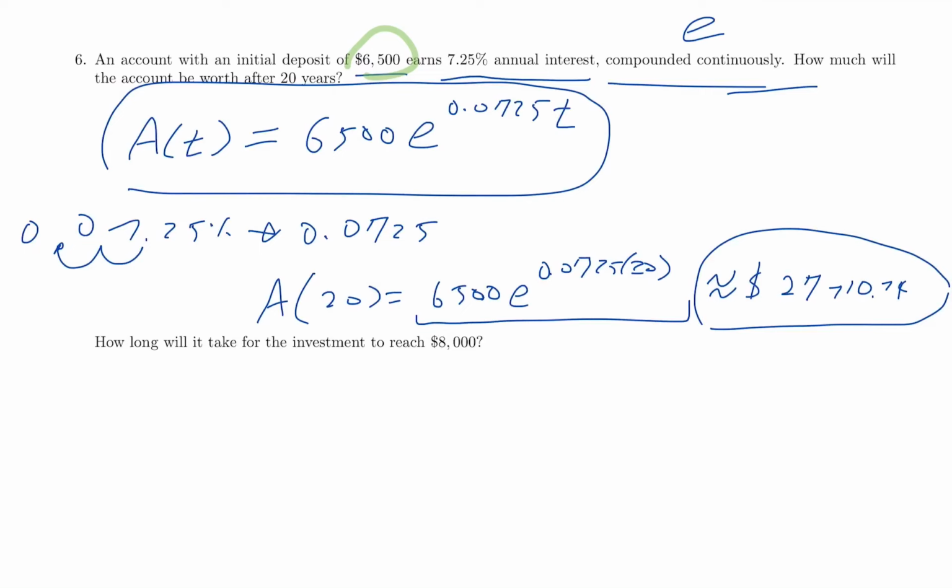So if this were real life, we have a balance of about $27,710 after 20 years, right? So it's more than triple. Just sitting in the account for 20 years, it tripled the amount, right? So this is very powerful, right?